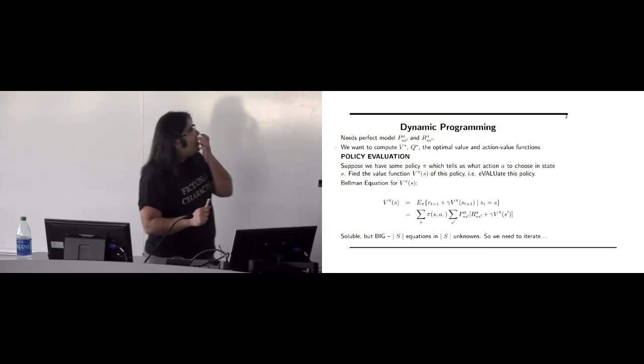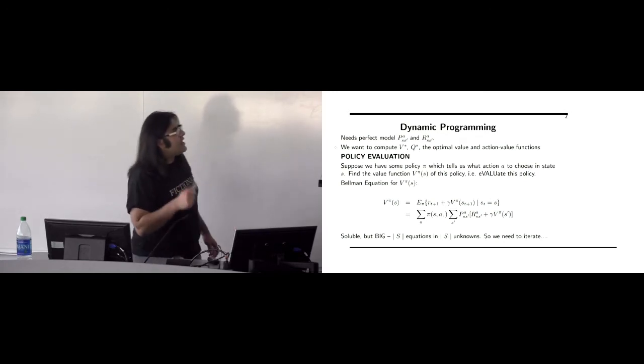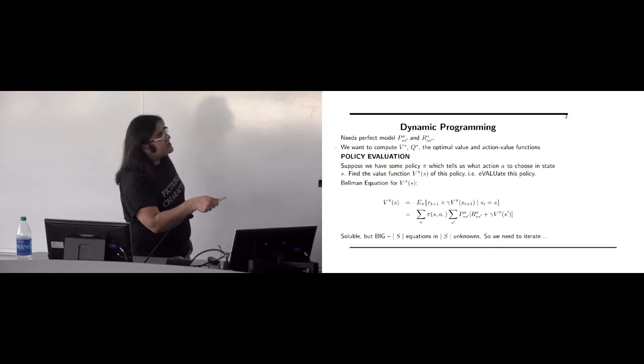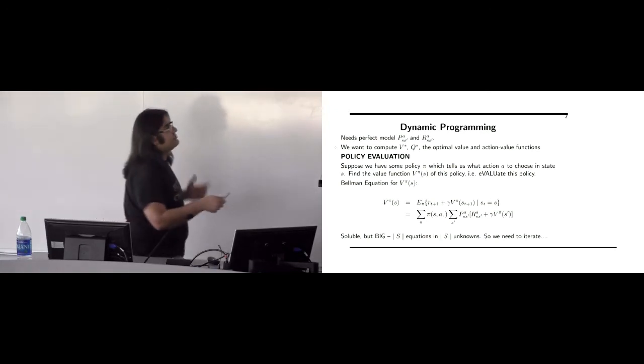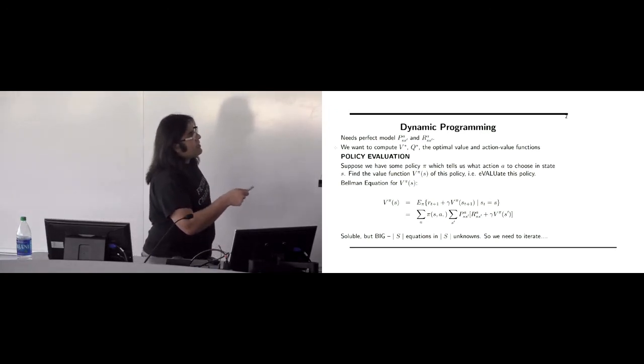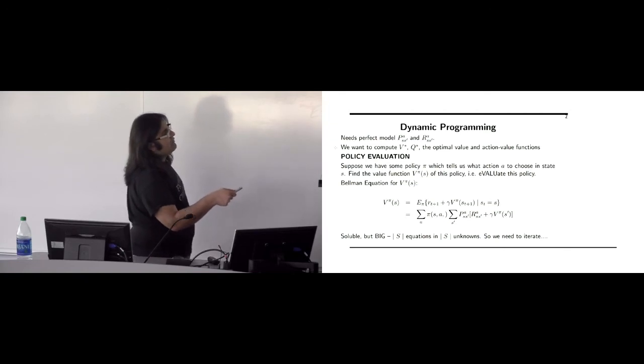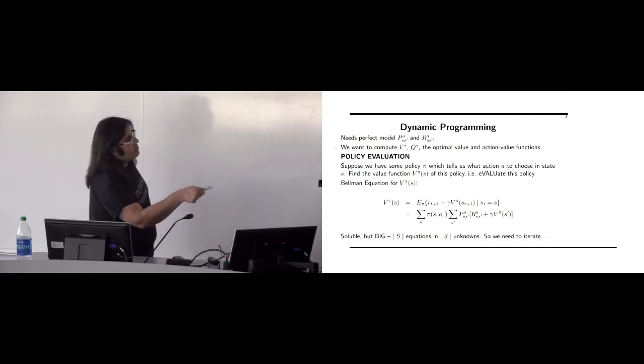So let's talk about policy evaluation. Suppose we have some policy pi, which tells us what action A to choose in state S. Find the value function V pi of S of this policy, which essentially means evaluate that policy. We know the Bellman equation for V pi of S. We derived it a few slides ago. And we know that we can solve it using this magical spell called dynamic programming.